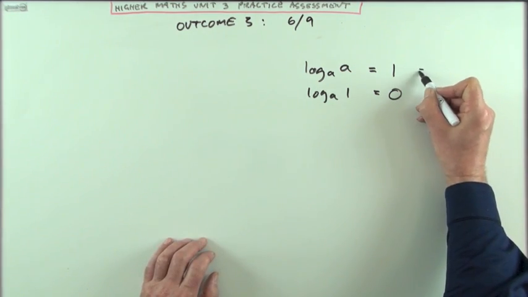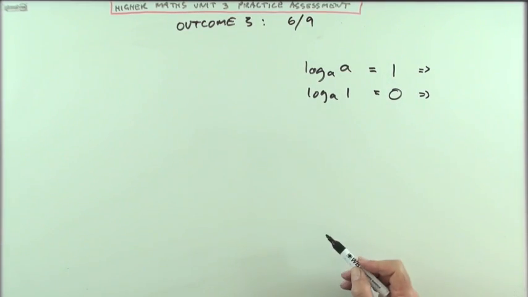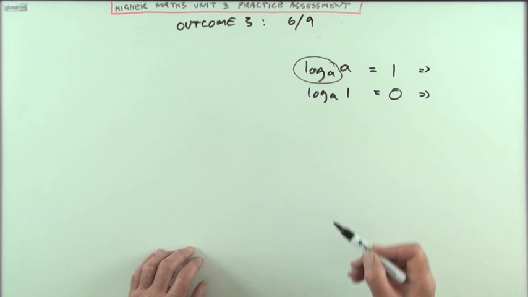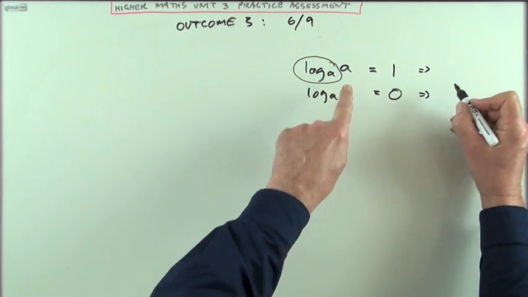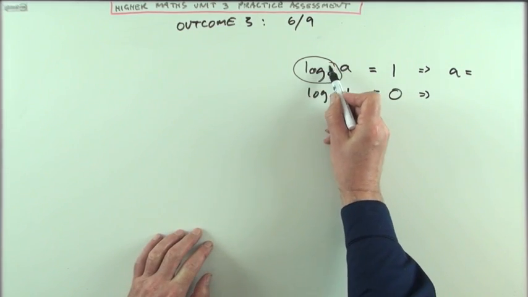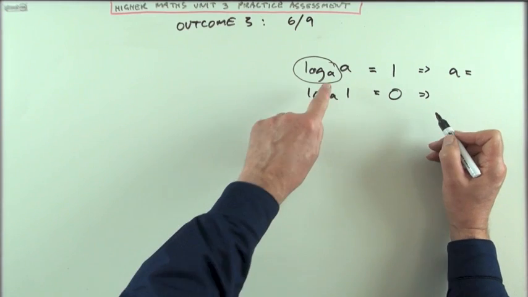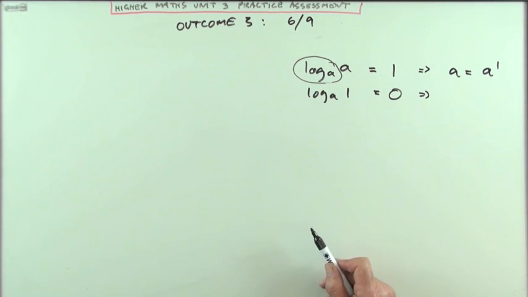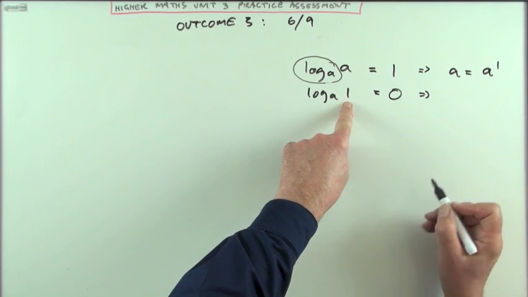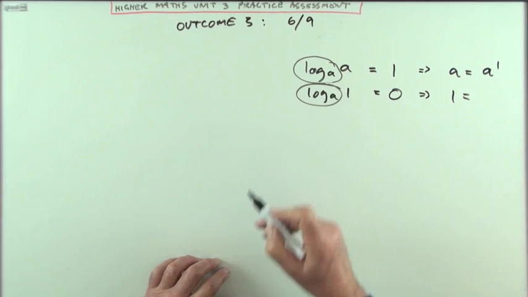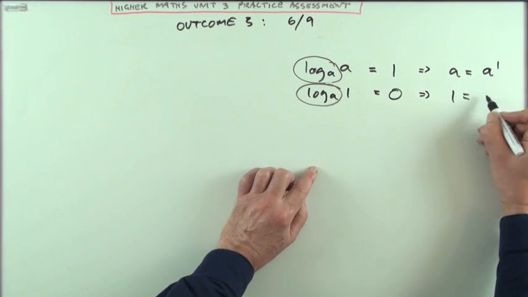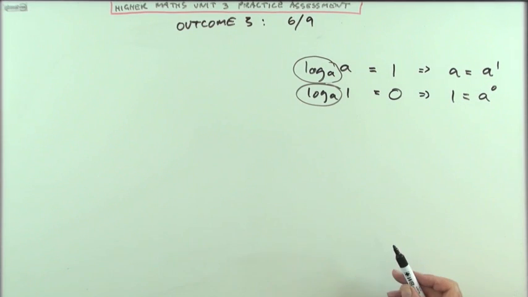Notice the equivalent inverse statements. If I want to write just a equals, if I want to remove this function log base a acting on it, then I would have a equals the inverse of log, which is the exponential on the other side, and that would be powers of a. So that says a is a to the power 1. Of course it is. Same here. If I wanted to write that as 1 equals by removing that function acting on it, log base a, then the inverse of log base a is a to the power 0. That's right. A to the power anything is 1.